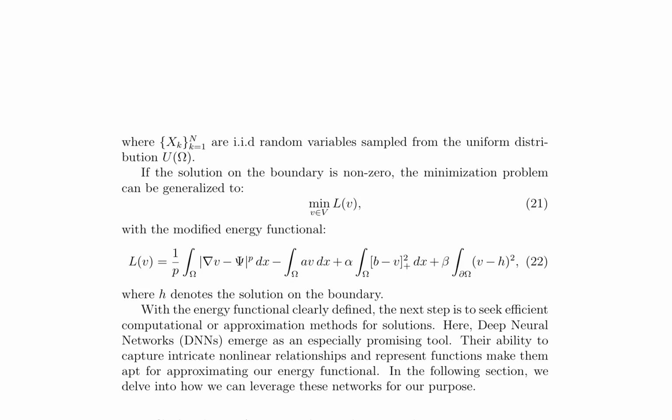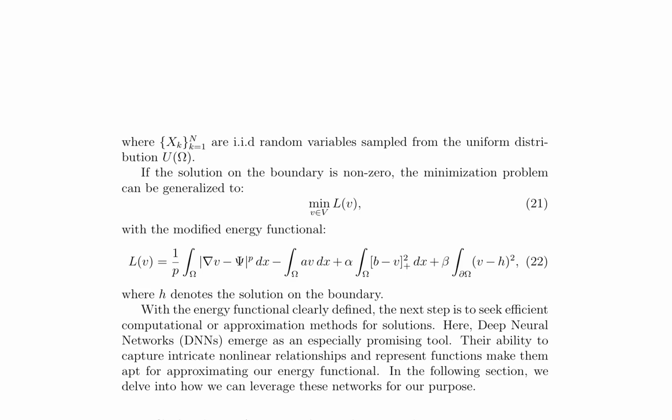The minimization problem is generalized to accommodate non-zero solutions on the boundary, with the modified energy functional L(v) defined as the sum of four terms: the norm of the difference between the gradient of v and ψ, the integral of f v over Ω, the squared difference between b and v, and the squared difference between v and h on the boundary ∂Ω.